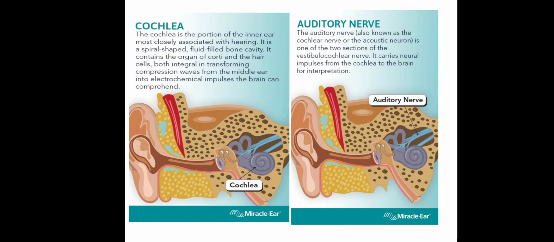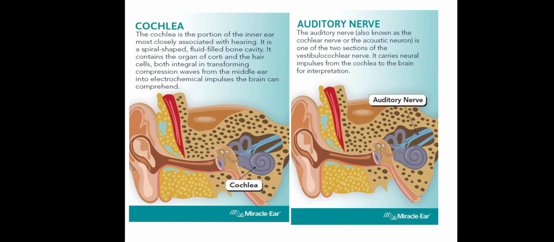Last after that is the auditory nerve. The auditory nerve, also known as the cochlear nerve or the acoustic nerve, is one of the two sections of the vestibulocochlear nerve. It carries neural impulses from the cochlea to the brain for interpretation.